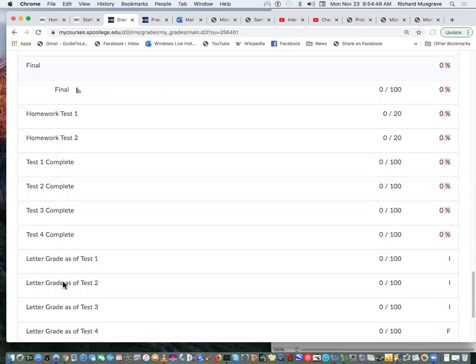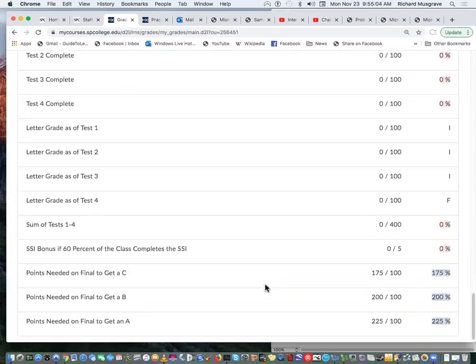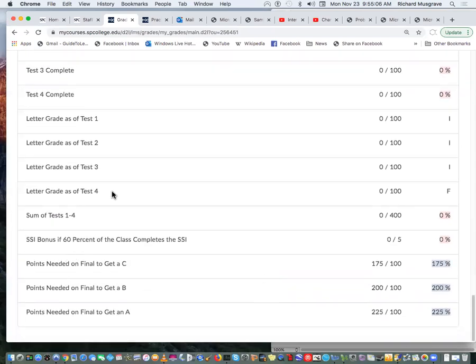And then, of course, you've got your letter grades after, and these are only valid after you've taken all the assessments for everything. That gives you a running letter grade. And after you've completed test four, you can use this information to find out exactly what you need on the final to get the grade you want.